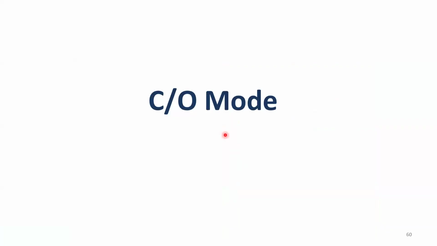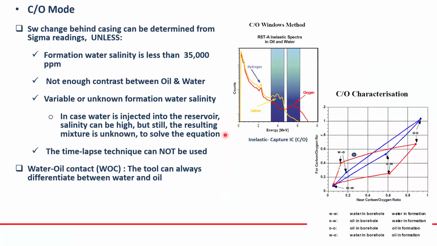Carbon oxygen mode. As we said from the neutron burst, it comes from elastic, inelastic and capture. Sw change behind casing can be determined from sigma reading unless the formation water salinity is less than 35,000, where there is not enough contrast between oil and water. Sometimes this means that we have fresh water, and in some fields they have this case. If there is no contrast in sigma between both, we have to run carbon oxygen.